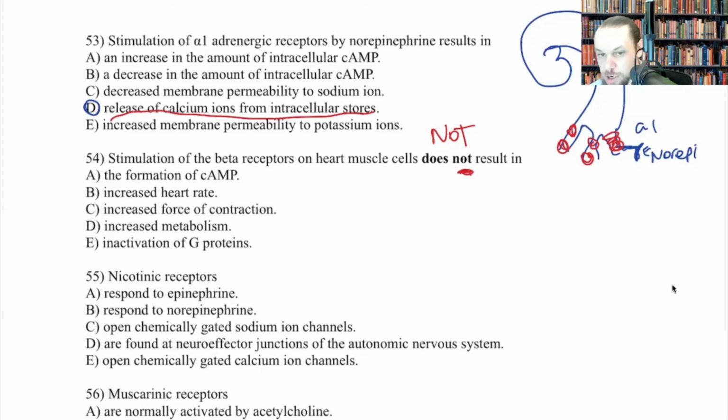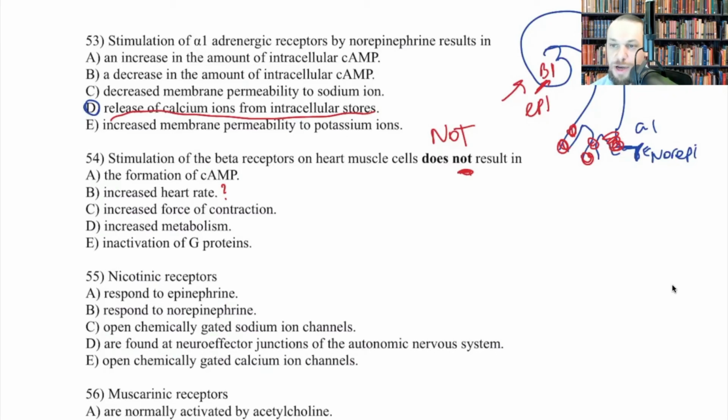So let's go one by one. This is the heart. Heart has beta 1 receptors. If epi or norepi comes in, it is going to stimulate beta 1. So when beta 1 receptors are stimulated by epi, will you have increased heart rate? It will also increase the contractility of the heart, but we'll get to that. But will my heart rate go up?